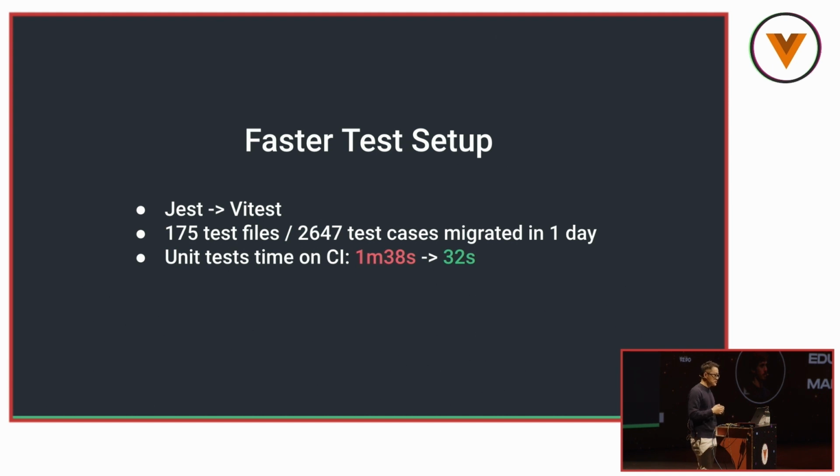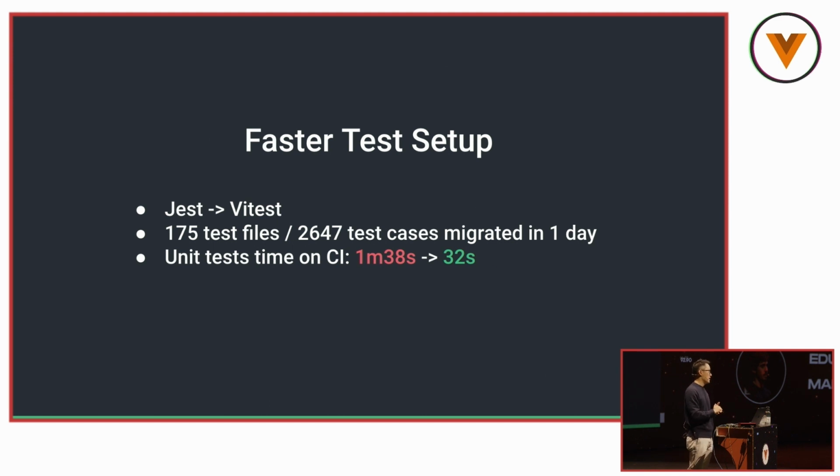So faster test setup. We migrated the Vue core repo from Jest to Vitest. So going full circle, we're finally adopting Vitest itself at the root of the whole ecosystem. We migrated 175 test files, including 2,600 test cases. And I did that in one day.